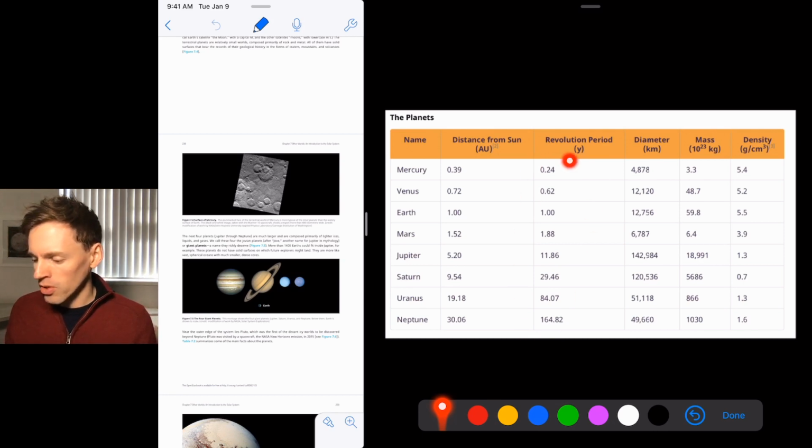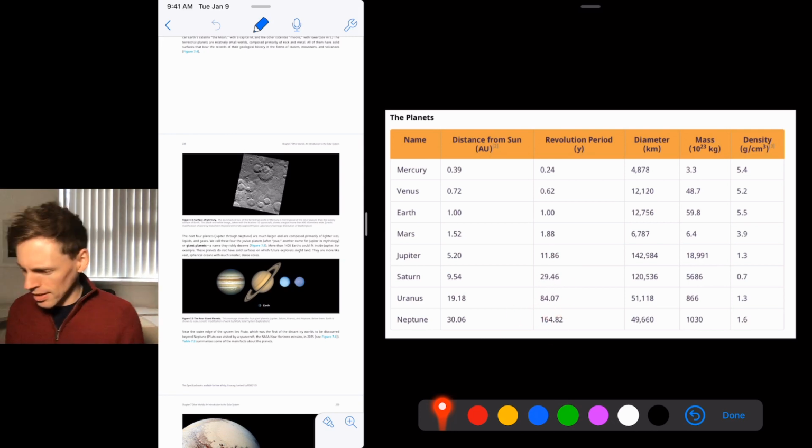And here's Kepler's law. That tells you the revolution period is linked with the distance the planet is from the sun. So you see the further away the planet is, the longer its year is. Mercury takes a quarter of a year to orbit the sun. Earth takes 1 year. Mars takes almost 2 years. Jupiter takes 11 years to orbit. Saturn takes 30 years. Uranus takes 84 years. Neptune takes 165 years to go around the sun.